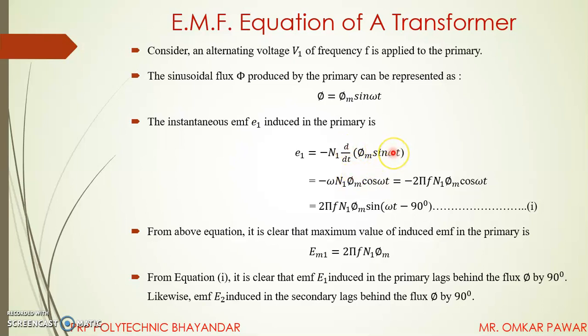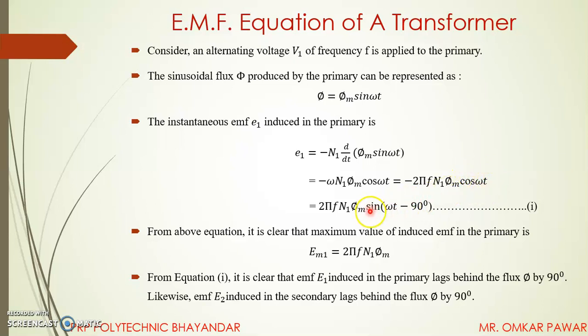So the derivative of sine omega t is cos omega t, and the derivative of the omega t function is omega. So minus omega N1 phi m cos omega t, and by putting the value of omega, that is 2 pi f, so minus 2 pi f N1 phi m cos omega t.